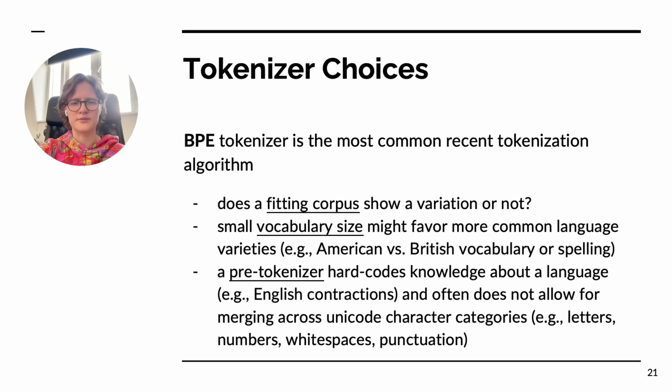The fitting corpus, so what the tokenizer is fitted on, is intuitively connected to language variation because it might show a variation or not. The vocabulary size decides if less common language varieties are included in the vocabulary. And the pre-tokenizer is typically less well known, but it's basically hard-coding knowledge about a language. A very common pre-tokenizer, for example, hard-codes English contractions. It can also do things like not allowing merging across Unicode character categories.